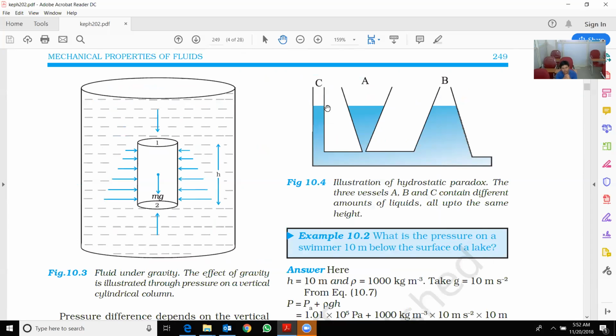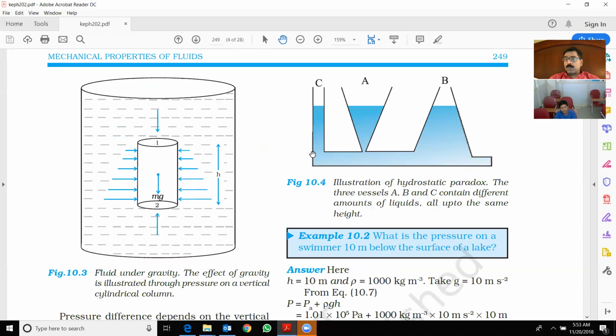Why will you expect it to rise to the same height? There should be a reason, right? It is visible that way, but what is the reason? Can it rise to different heights also? You see, shapes are different, right? This is a longitudinal cylinder, this is a conic cylinder, and this is an inverted cone cylinder.